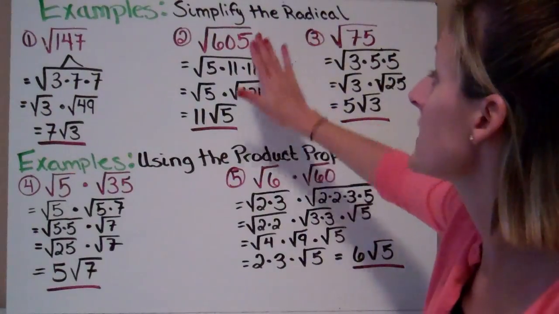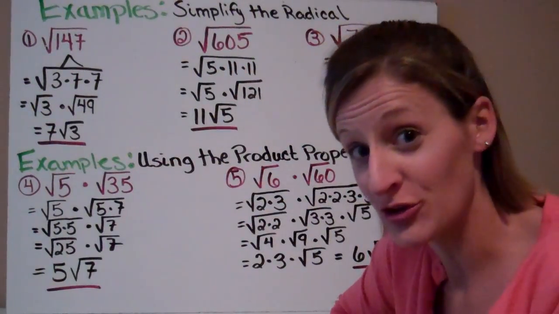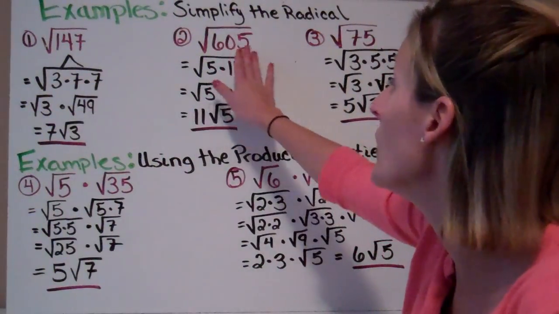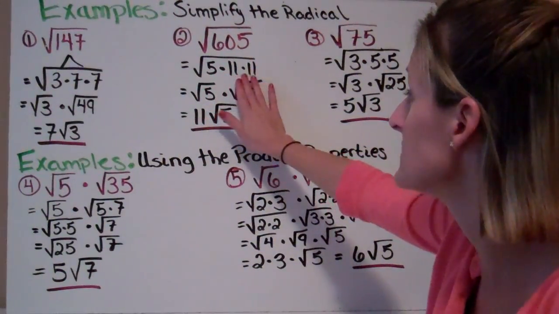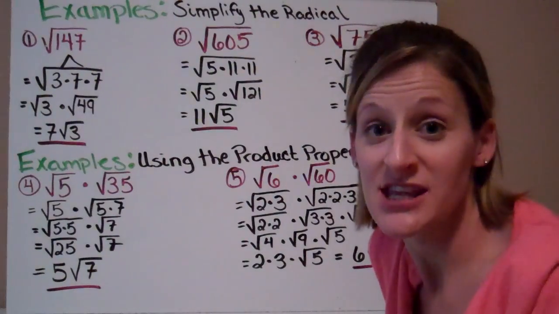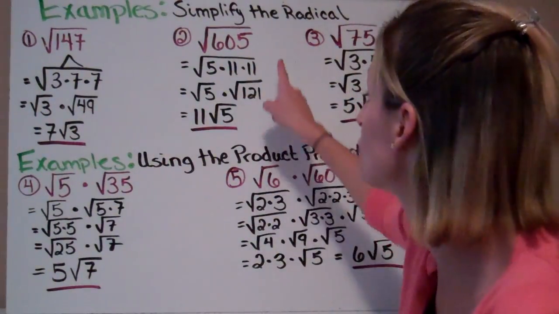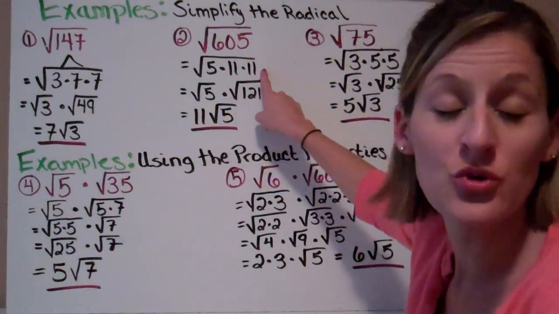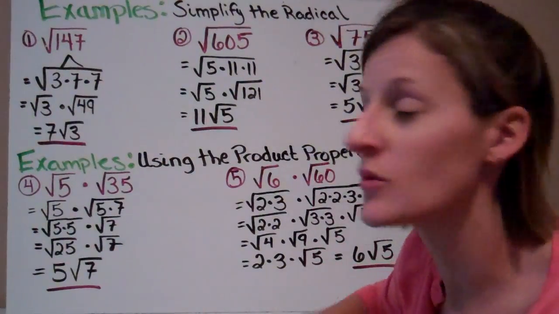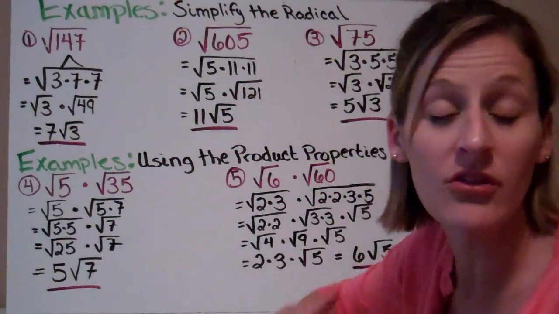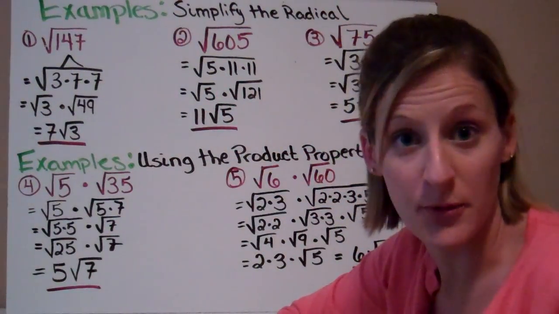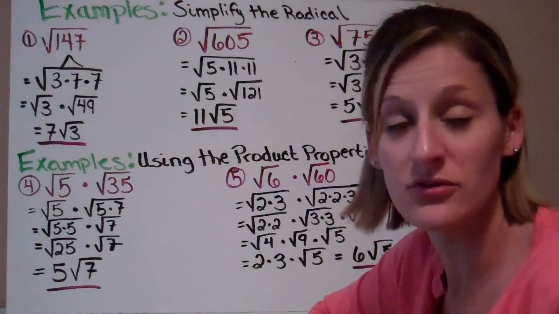Alright, let's look at the square root of 605. Okay, when I do the prime factorization, I'm going to get 5 times 11 times 11. Notice you've got two 11s right here. So 11 times 11, or 11 squared, is 121. That's a perfect square. That 5 doesn't have another number to go with it to make it a perfect square, so we leave it under the radical sign.